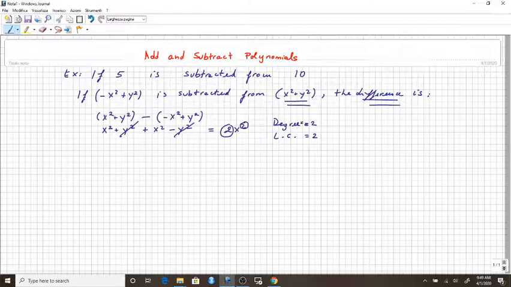I forgot to mention why it's important to talk about degree and leading coefficient. It is important when we are going to talk about graphing, because degree and leading coefficient really affect the behavior of the polynomial function on a graph. So I'm going to show you some other example, and then I'm going to complete this lesson.